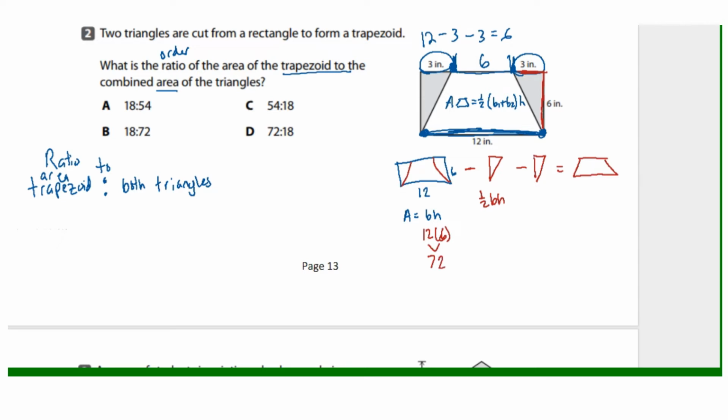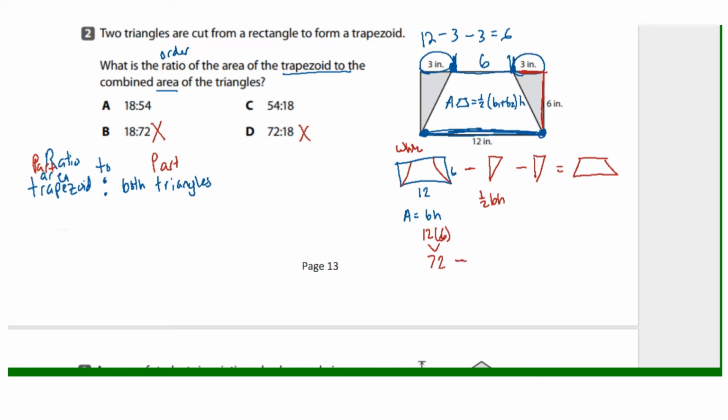So I know that I can eliminate B and D because 72 is the area of the whole thing. So my trapezoid by itself, which is a part, should be lower than the whole 72. And both of my triangles, which are also parts, should be lower than the whole 72. So this is a part, and both triangles is a part. But this is the whole. So if I have the whole and I take away the two of the parts, the only remaining part is the area of the trapezoid.